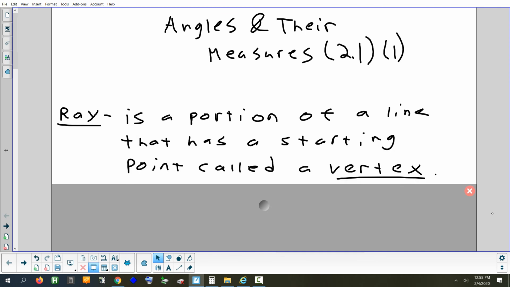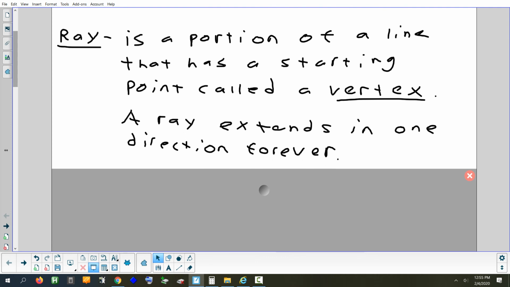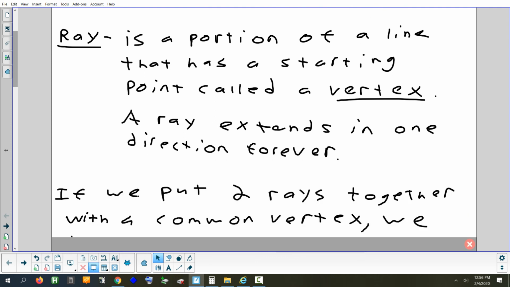So before we can even talk about how we measure an angle, I'm going to describe what an angle is. Okay. So an angle is made up of basically two rays. Well, what's a ray? Basically like a line that only goes in one direction. And so it has a starting point. That's called the vertex. And it continues in one direction. Now, if you take two rays and you put them together, that's how you get an angle.